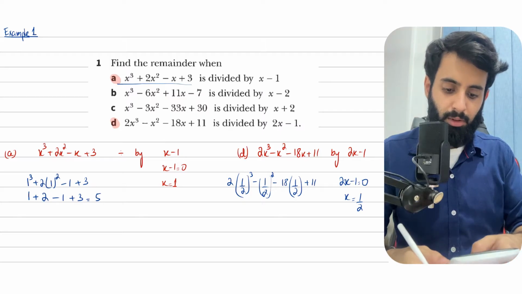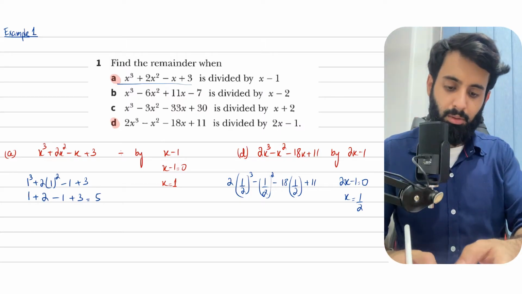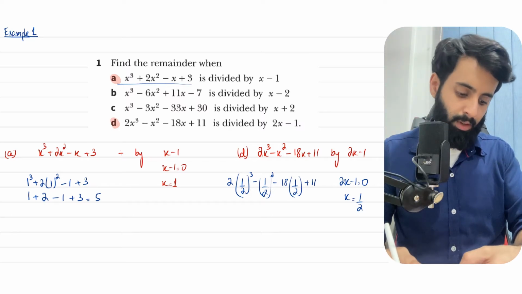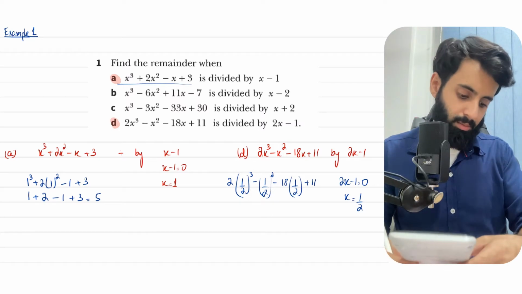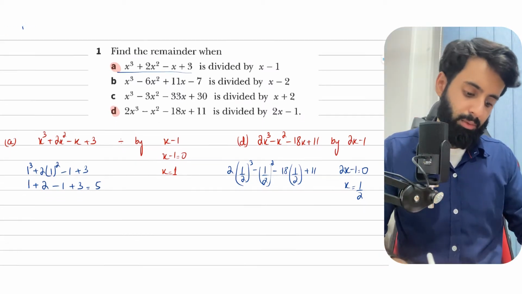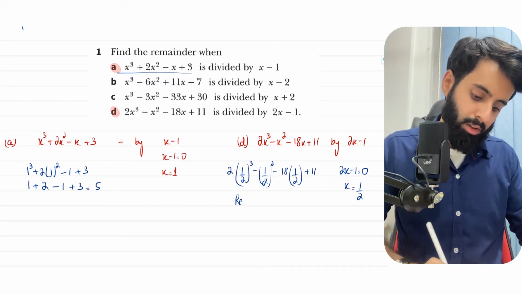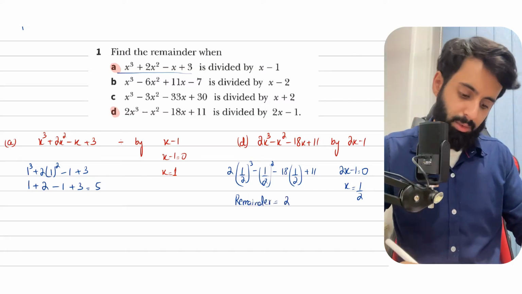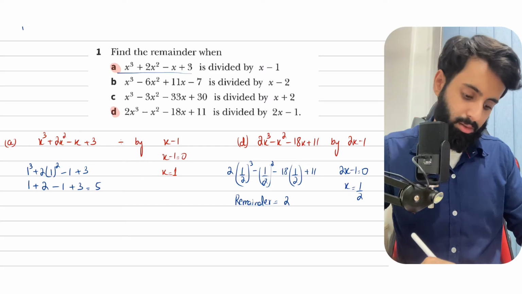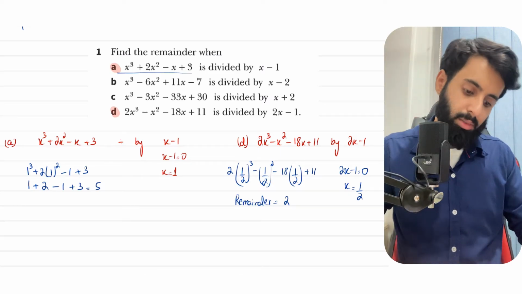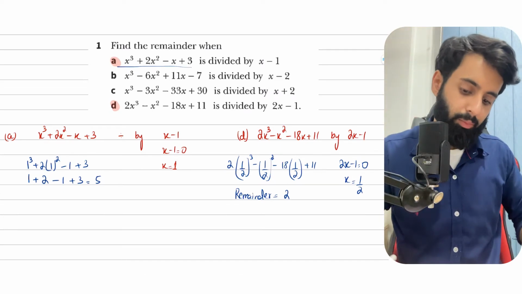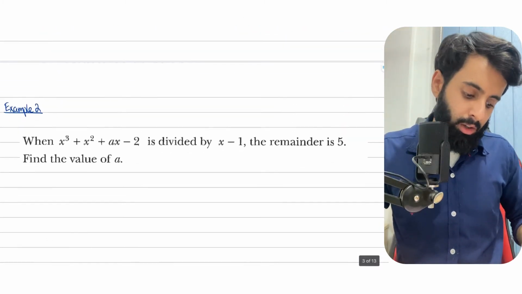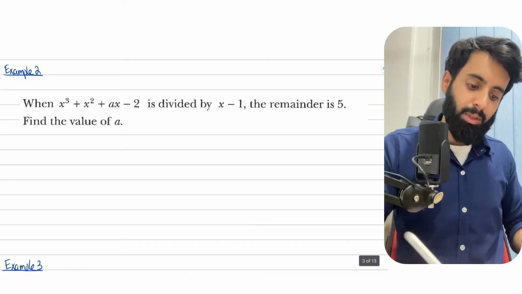So we have 2 into (1 upon 2) cubed minus (1 upon 2) squared, minus 9 plus 11. Okay, so we're looking at 2, so that means the remainder is equal to 2. Let's just double check. 2 into 1 upon 8 minus 1 upon 4 minus 9 plus 11. Yeah, there you go. The remainder is equal to 2. So this is what you do when you have to find just the remainder.